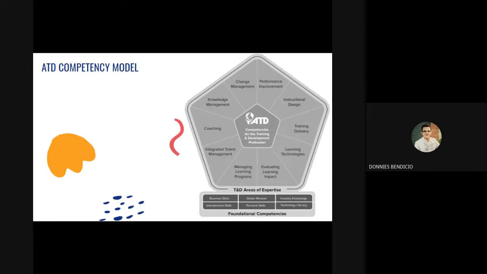Although training professionals spend most of their time designing learning, or instructional design, delivering training, as well as managing training programs, identifying, selecting, and using learning technologies, as well as coaching, they do spend time in other areas as well. So the model recognizes performance improvement, designing and developing solutions to close performance gaps. Talent management, including talent acquisition, development, and retention, and knowledge management are other important areas of expertise.